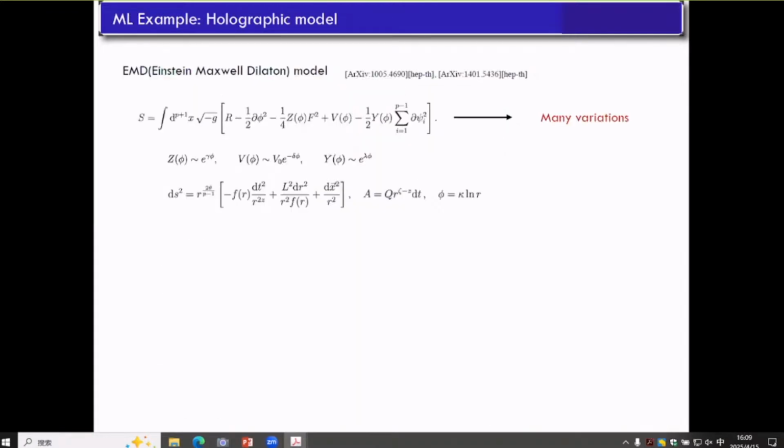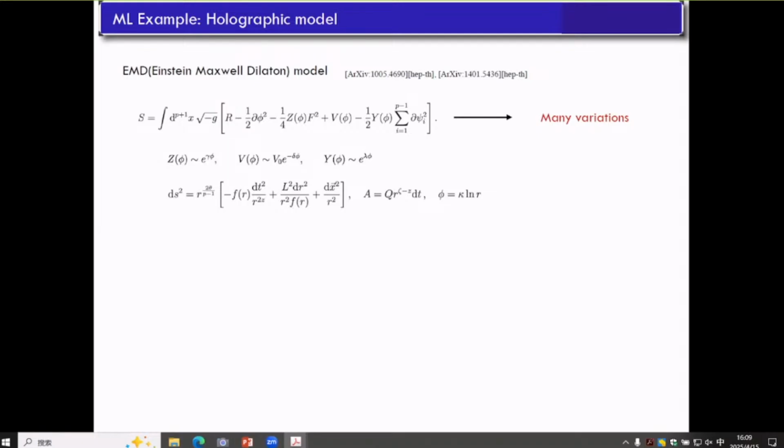So this is our favorite model. Actually, many people, Lee also, are worldwide experts on this model. This is called the Einstein-Maxwell-Dilaton model, a very simple model. We have Einstein terms, scalar terms, and Maxwell terms. And here, this is called axion, which is introduced for momentum relaxation. So here there are three unknowns, Z, V, Y.